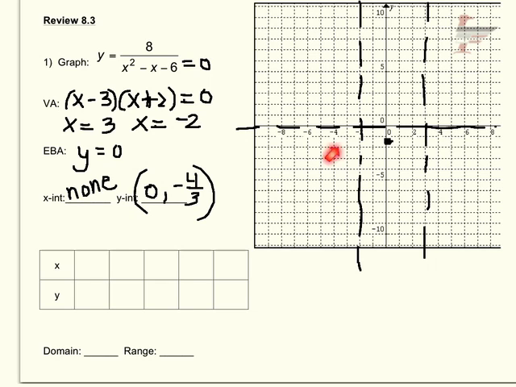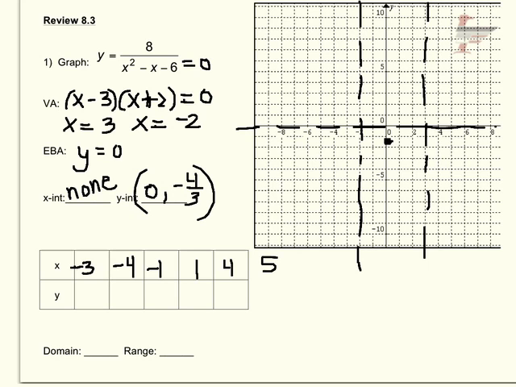So again, I would test some points to the left and to the right of each vertical asymptote, and then maybe a couple in between. So you have to test a few more points to get a good idea of what this will look like. So maybe I'll test negative 3 and negative 4. And then I already have 0, so maybe I'll do negative 1 and 1 in between, and then maybe I'll do 4 and 5 to the right of that last vertical asymptote.